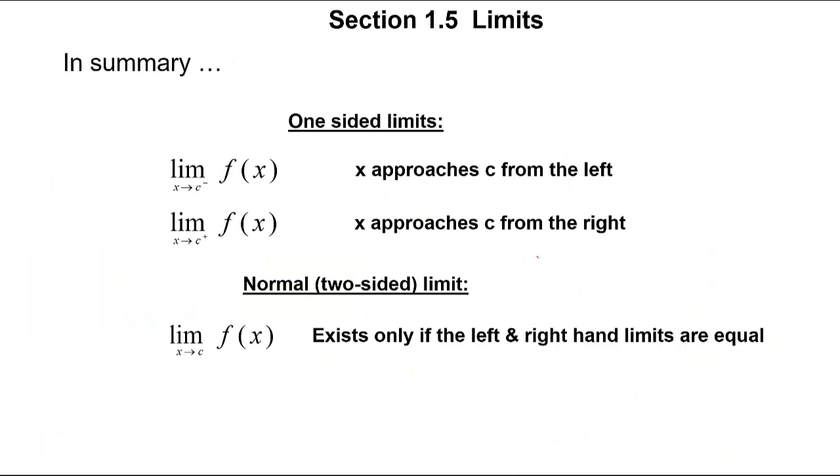So just sort of a summary page. I'm not going to belabor this, but a left-sided limit means you're approaching the x value from the left. Right-sided limit means you're approaching it from the right. You use the superscript minus or plus to indicate which you're talking about. And the normal limit, or what you might call the two-sided limit, exists only if the left and right-hand limits equal each other. If not, you say the limit itself does not exist.